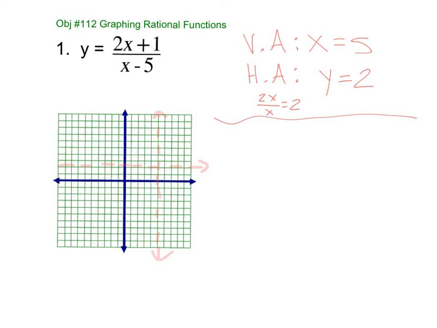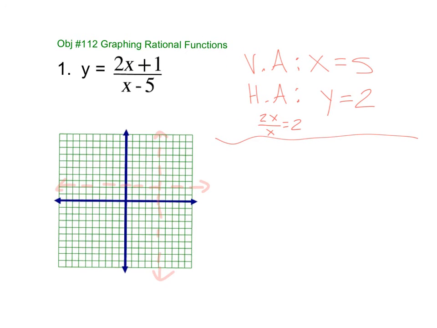I'm going to find some points, see what my x's are. All right, so I'm going to put, oh no, why did it do that? Shoot. Okay, so I'm going to plug in 6. I'm going to plug in 4. Let's see. If I plug in 6, these are more annoying because you have to multiply on top. So I got 13 over 1. If I plug in 4, I get 9 over -1, which is -9.